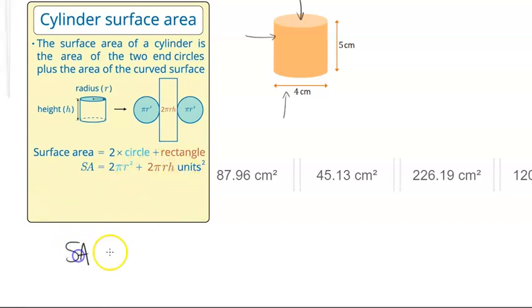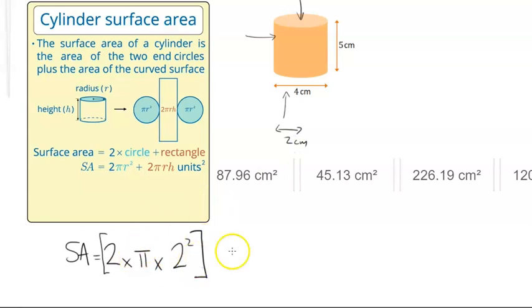So SA, which is surface area, is equal to 2. I'm going to put square brackets just to indicate where the first one is, and then I might change the color for the next one. This is 2 times pi times our radius squared. Remember, our radius is in this case again 2 centimeters, so 2 squared. That's our first part, and then we're going to add 2 times pi times radius, which is 2, times height, and our height is 5.